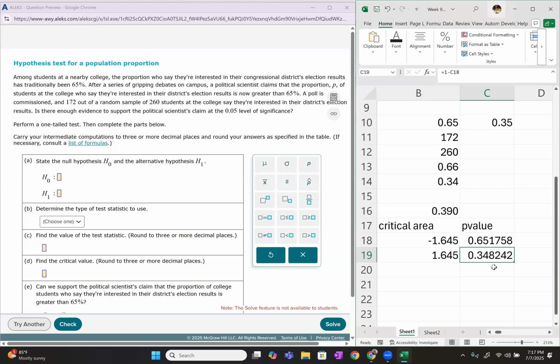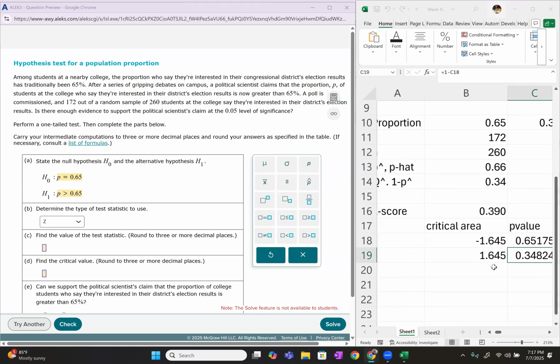Okay, so our null hypothesis is going to say p is equal to 0.65. And what's the alternative going to say? P is greater than 0.65. Yes. Okay, again, what type of test is it? It's a z-test. That's a given.